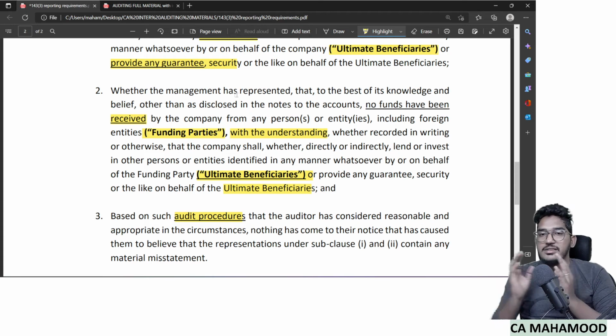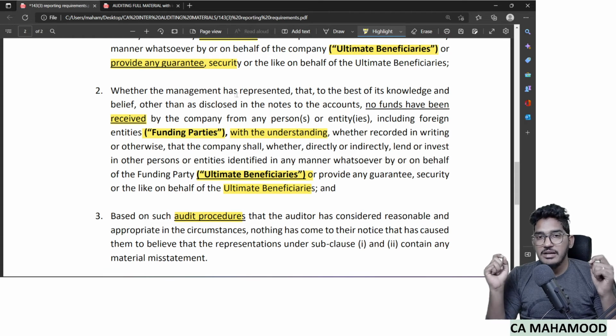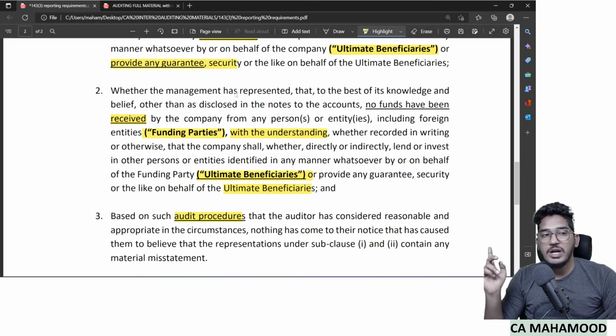That's all. Now, the third point: based on such audit procedures that the auditor has considered reasonable and appropriate in the circumstances, nothing has come to their notice that has caused them to believe that the representations under subclause 1 and 2 contain any material misstatement.